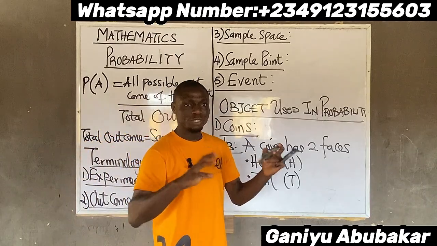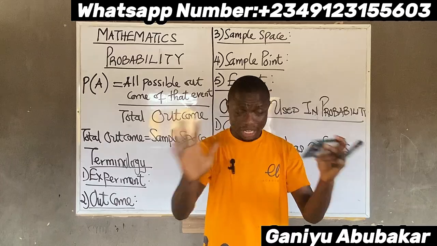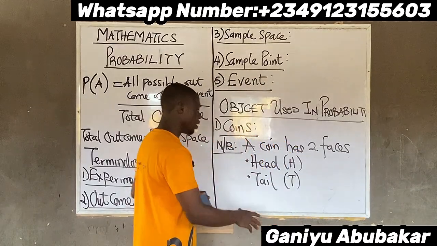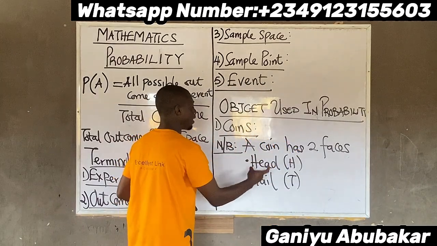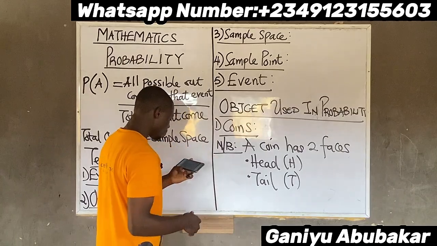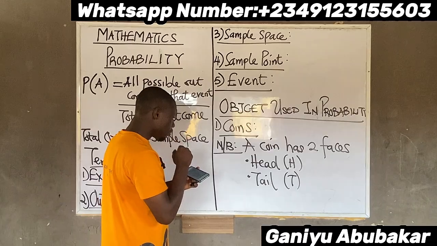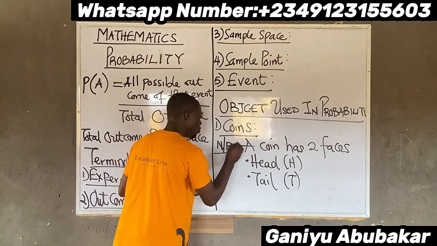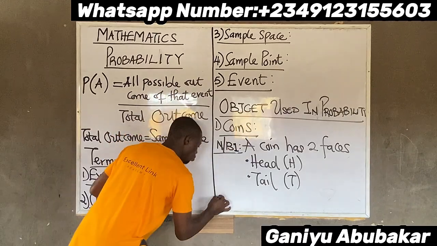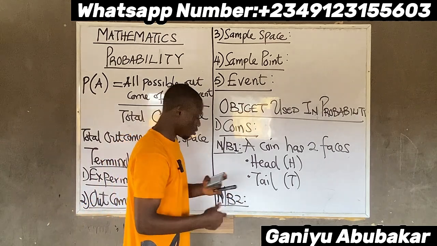Please, as you're watching my video, I'll display what I'm saying. Just check, you'll see everything, don't worry. So that's what I'm saying, that a coin has a head and a tail, right? That's the first thing to note. That's note number one, please. Now note number two on that coin.